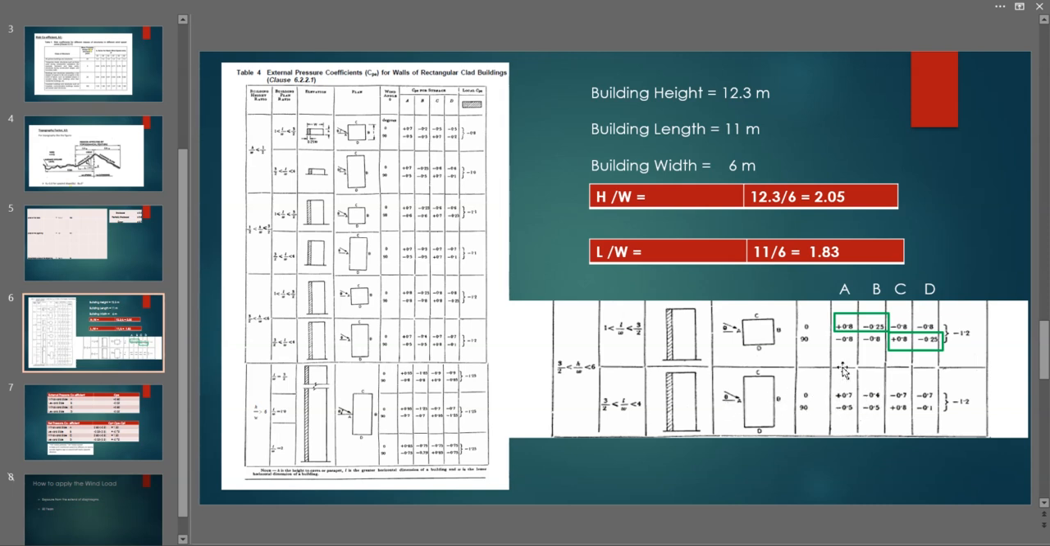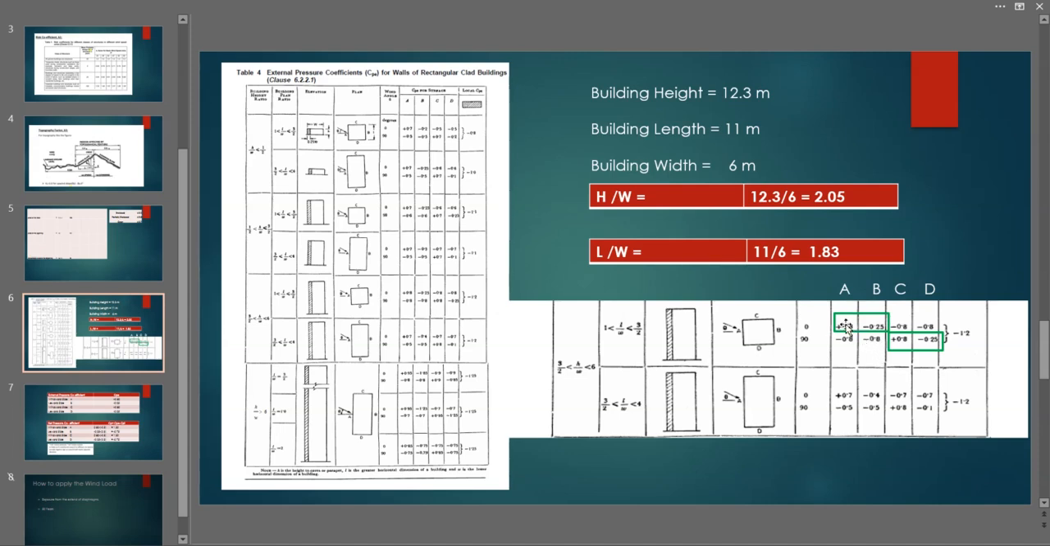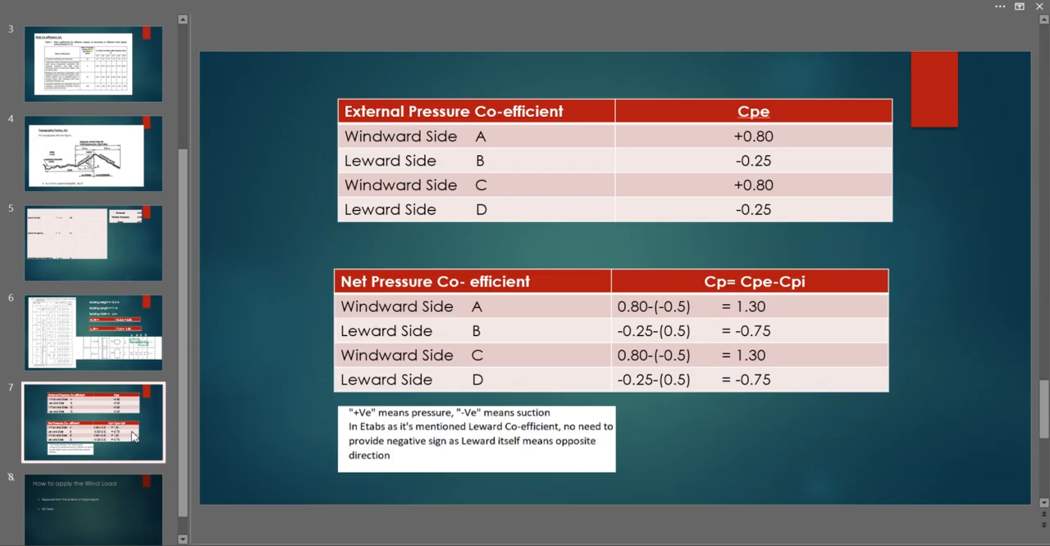So this is A. If you look here at A, this is the windward side, and this is the leeward side. Now that we have understood this, we just need to provide the values from here. At A, the windward value is plus 0.70 and the leeward is minus 0.4, so let's change this to 70, and this will be minus 40. This is very easy.